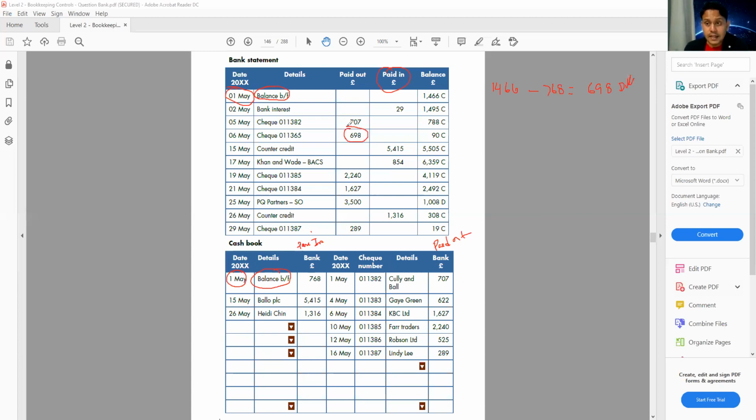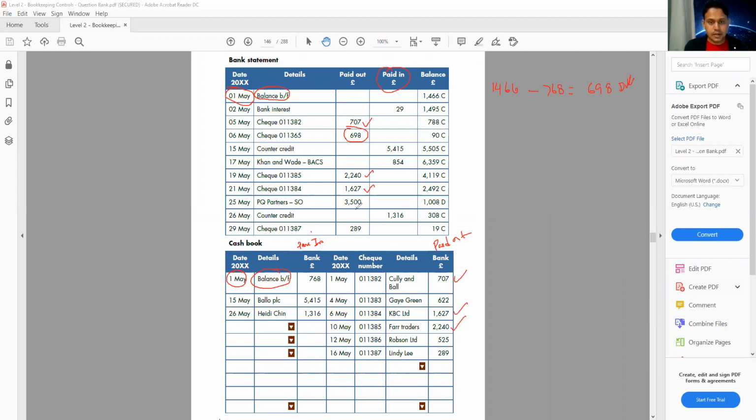You can see this is the amount here. So that means this check you already issued before, and the person came to the bank late. If this person comes late, obviously this is not your fault. You already did this one before in your books, so you're not going to see this one. When you try to match, you'll see 707 is here, and 2240 is here, and 1627 is here, and 3500 is not here.